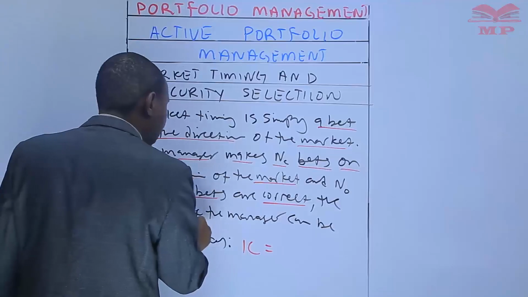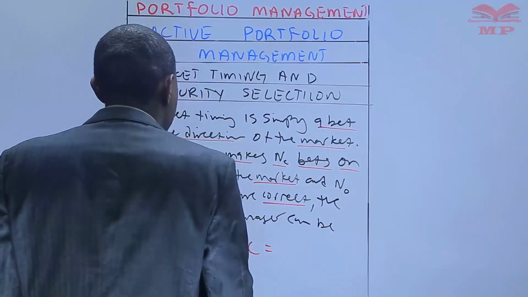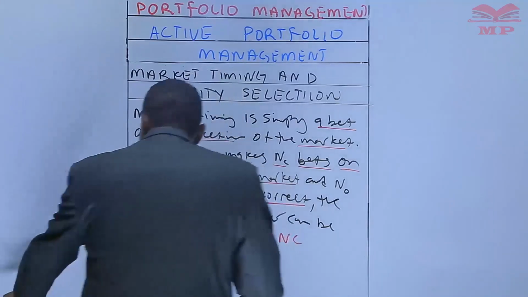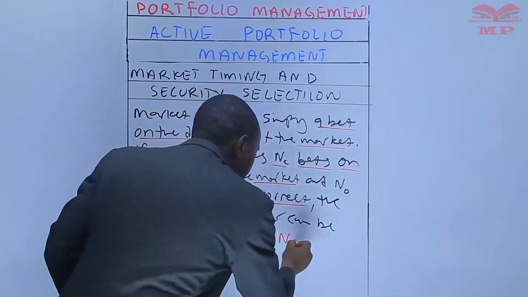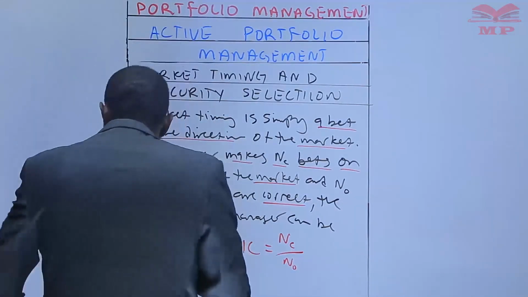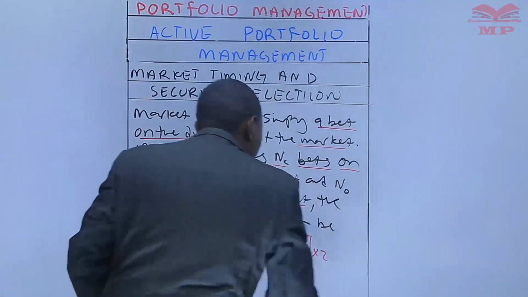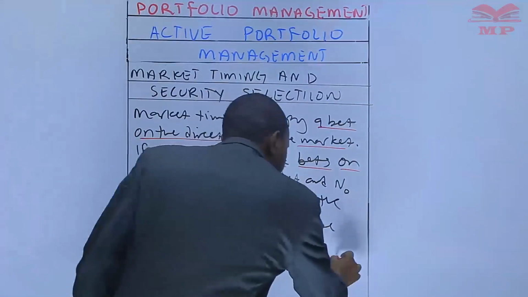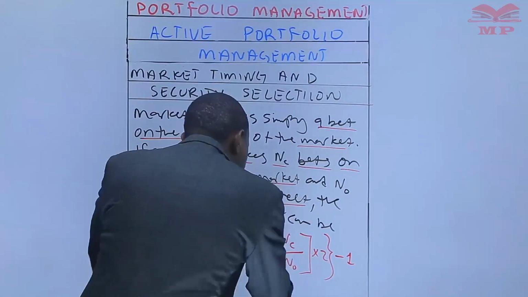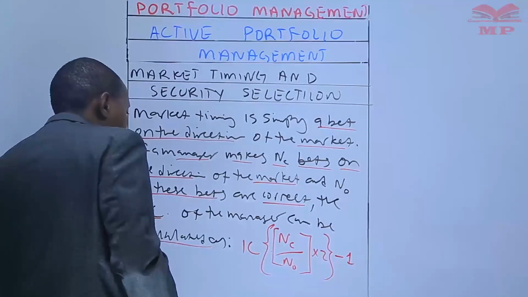the information coefficient of the manager can be calculated as follows. The information coefficient is based on NC over N not, and before that we multiply that by 2 and then subtract 1. So this one should be computed first, and then you subtract 1.